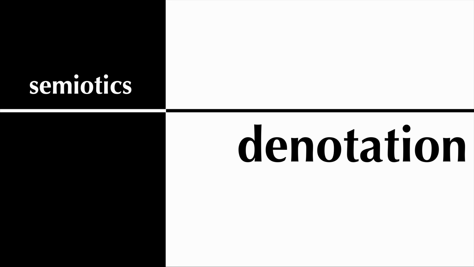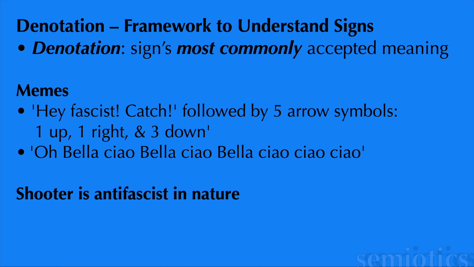So the denotation, what's the most commonly accepted meaning of these signs? If you were just a regular person not knowing much about the personal experiences of some of the people involved, when you see "Hey fascist, catch," and you see the "Oh Bella, Ciao Bella, Ciao Bella, Ciao Ciao Ciao," the first one's about fascism, the second one's about sort of an anti-Italian fascism. Especially with the word fascist in the first one, you would think that the shooter is anti-fascist in nature. It seems that they're making a comment like, "Hey, fascist, catch." It's like, catch the bullet, and this will take care of you.